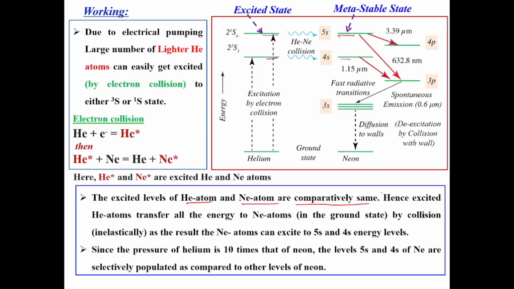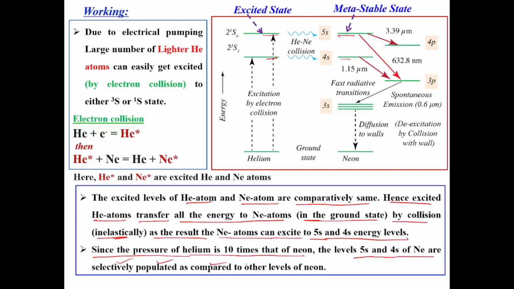Hence excited helium atoms transfer all their energy to neon atoms which are in the ground state, by collision, elastically. As a result, neon atoms can be excited to the 5s and 4s energy levels. What I explained: since the pressure of helium is 10 times that of the neon, the levels 5s and 4s are selectively populated as compared to other levels of neon.